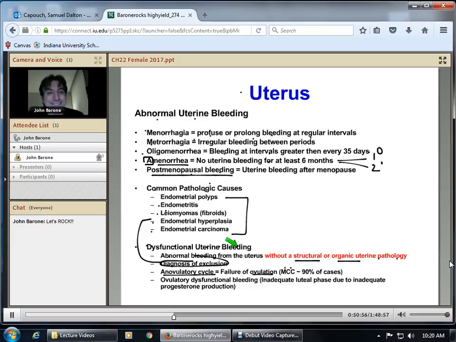Makes sense? Because you go from proliferative to secretory, then you ovulate, then you shed. Well, if you don't ovulate, you go proliferative to secretory, to more proliferative to secretory. You're going to get a thick endometrium. It's going to bleed. Now, another one is called ovulatory dysfunctional bleeding. This is when we have an inadequate luteal phase because of not enough progesterone. That's another reason you can get dysfunctional uterine bleeding. So again, think about the hormones. Think about not ovulating, and then you wind up with the thick endometrium.